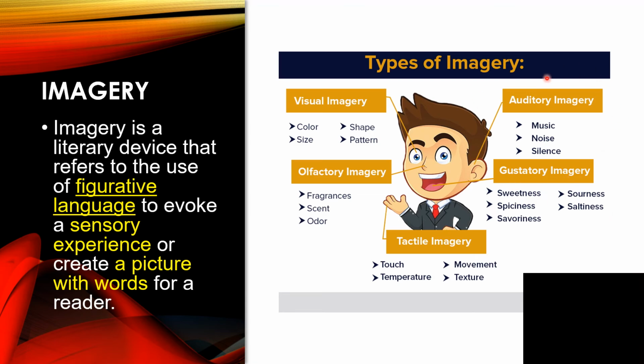And then last one, we have our auditory imagery, something that pertains to music, to noise, and silence. So lahat na naririnig, halimbawa ay kagaya ng the howling of the wind. So yung pagsigaw daw ng hangin, it appeals to our sense of hearing. So again, these are the 5 types of imagery. So pag tinignan nyo to, may mga color, may saltiness, it creates a mental picture of the words being described.